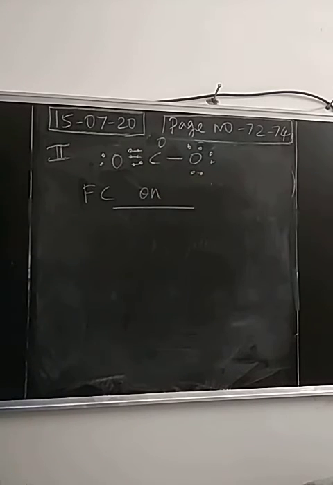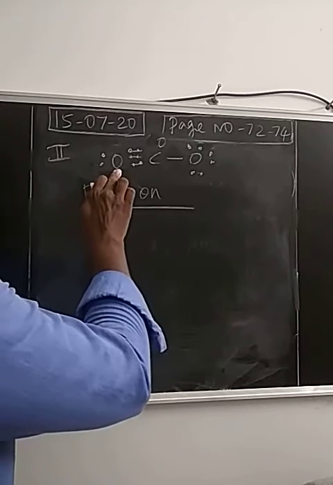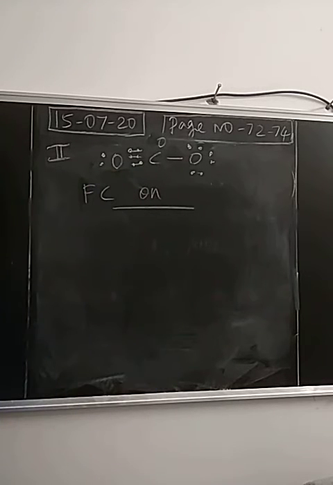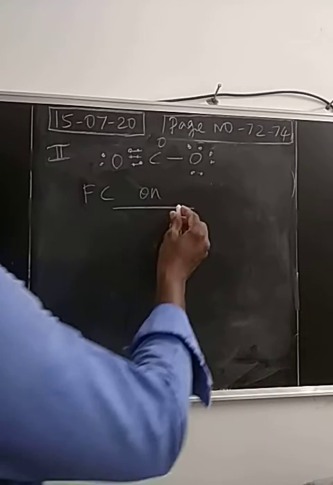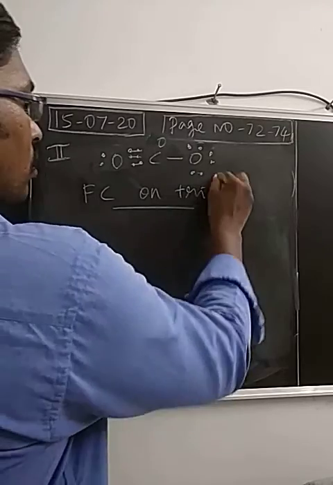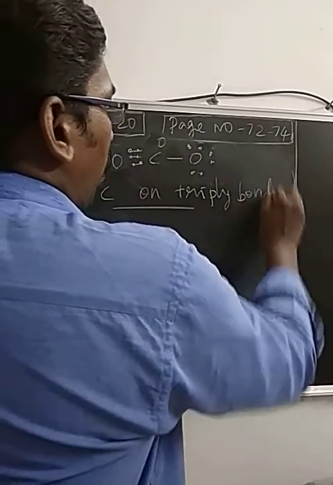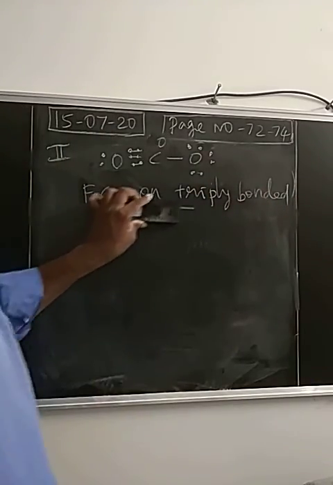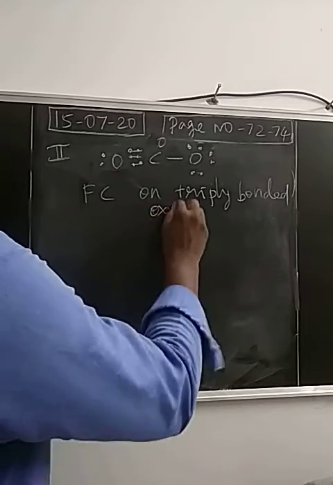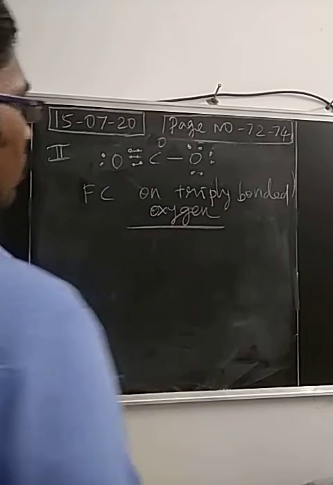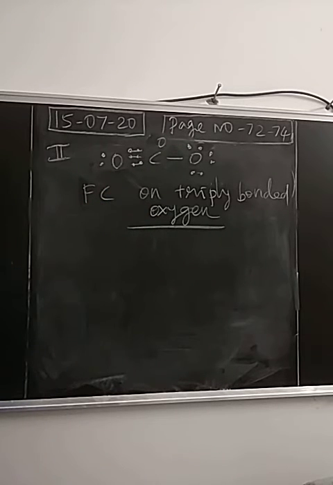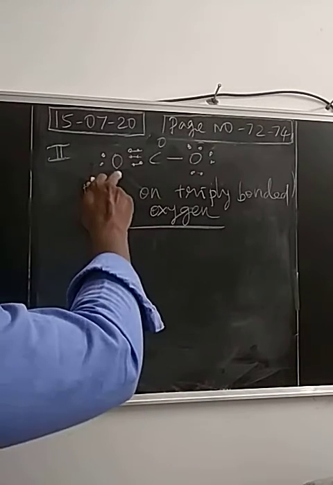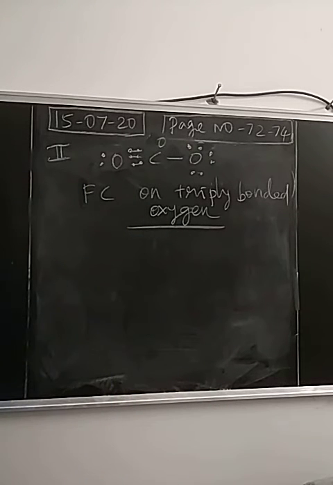Then formal charge on oxygen, which is bonded with carbon by a triple bond. So this is called triply bonded oxygen. Formal charge on triply bonded oxygen. So now this oxygen is bonded with the carbon by a triple bond, and this oxygen is bonded with carbon by a single bond. So first we consider this triply bonded oxygen with the carbon.